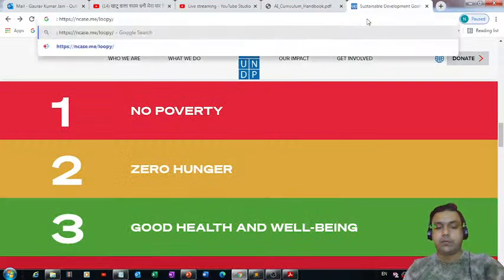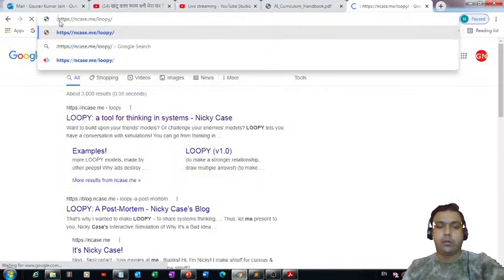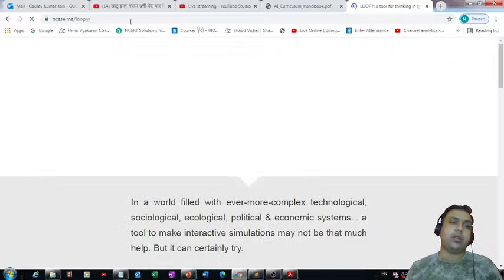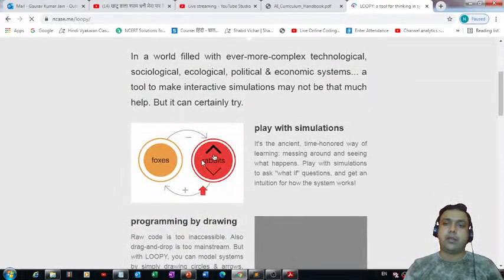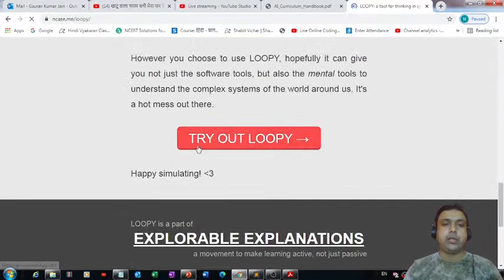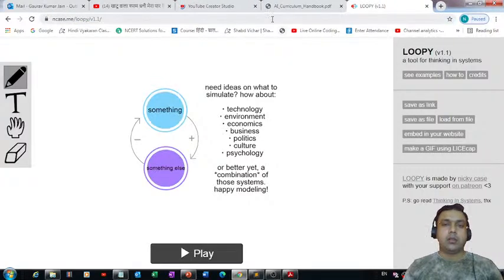So we'll have to access it. It's an online tool, which is open source and free of cost. So you can use it for designing different kinds of system maps. So this is how the web page of the Loopy tool website looks like. So try out Loopy, you can click, and immediately it will redirect you to this web page.